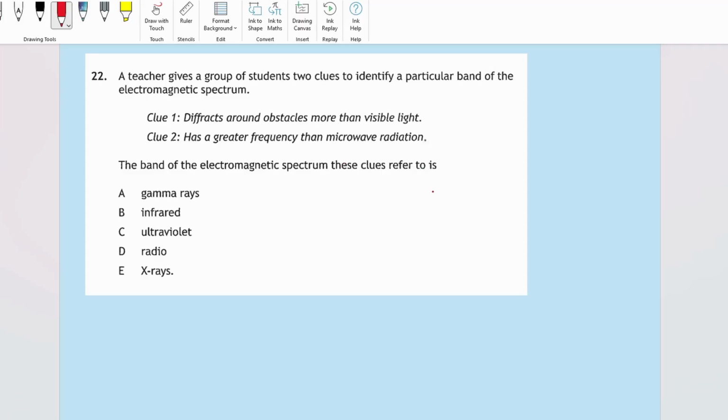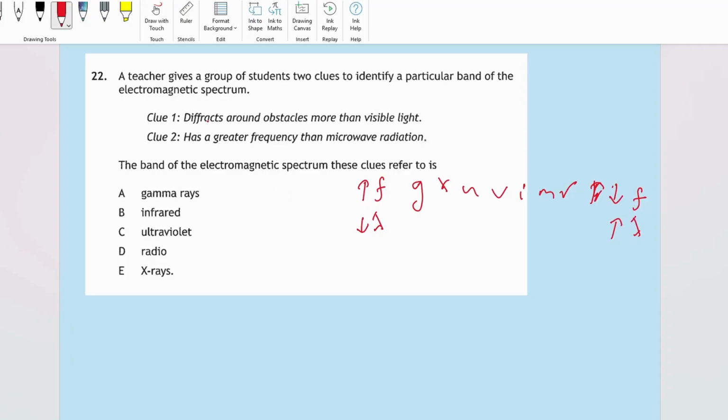So the way I would do this question is I would memorize the order of the waves from either left to right or right to left. So I know it as just the initials, so G, X, U, V, I, M, R. And these represent the different electromagnetic radiation. And on this side of the spectrum, we have a high frequency and a low wavelength. And on this side is the inverse: low frequency and a high wavelength.